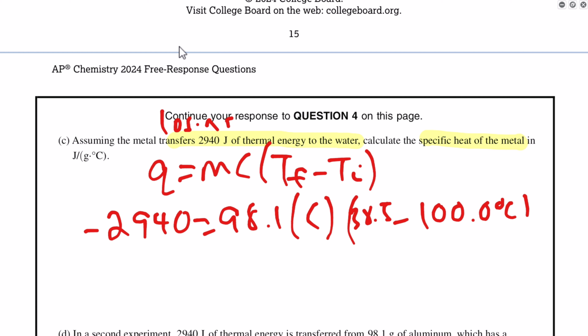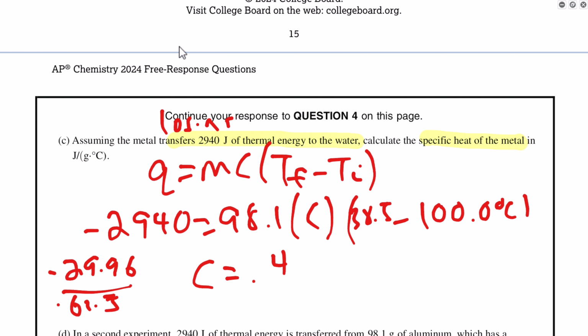And now what I can do is go through and algebraically solve for my specific heat. And that makes sense because you're going to end up with two negative values here. And so that tells you that C is going to be positive when we divide this out. So do a little bit of math here. Negative 2940, I'm going to divide that by 98.1. Okay, and then what I get here, I'm just going to give some information myself. So negative 29.96, and 38.5 minus 100 is negative 61.5. So if I take those two values, I get a specific heat of 4.87 joules per gram times degrees Celsius.